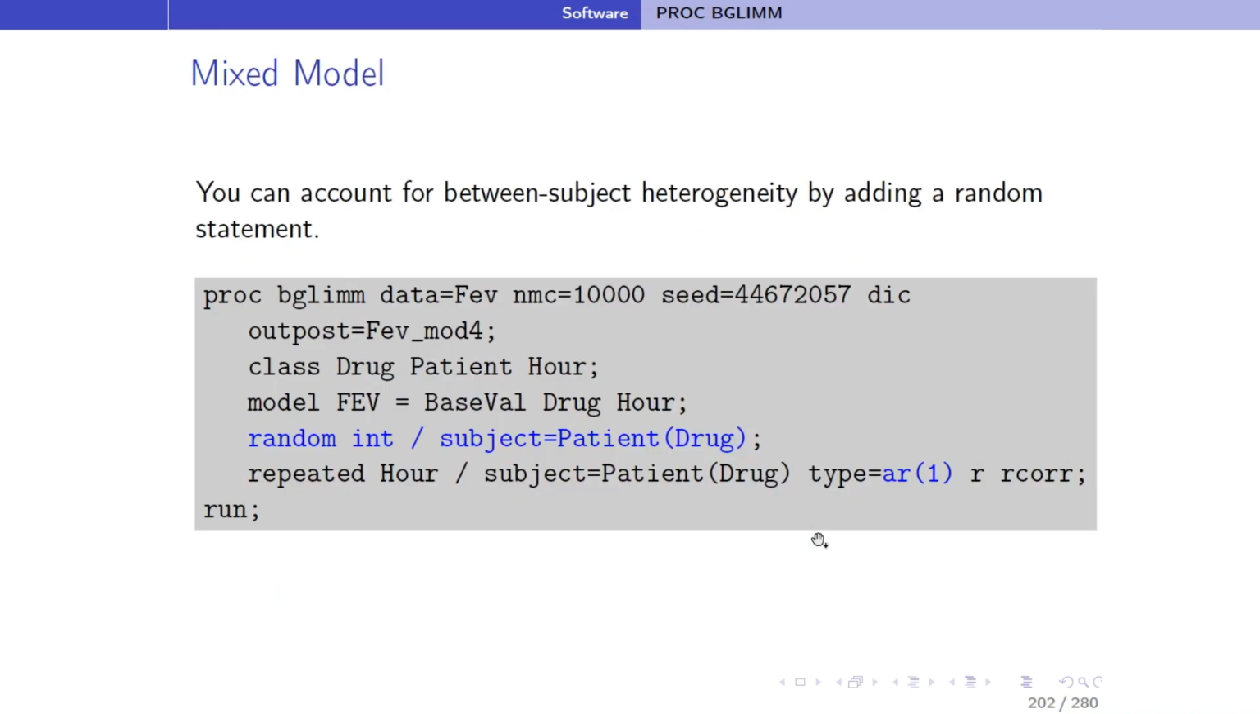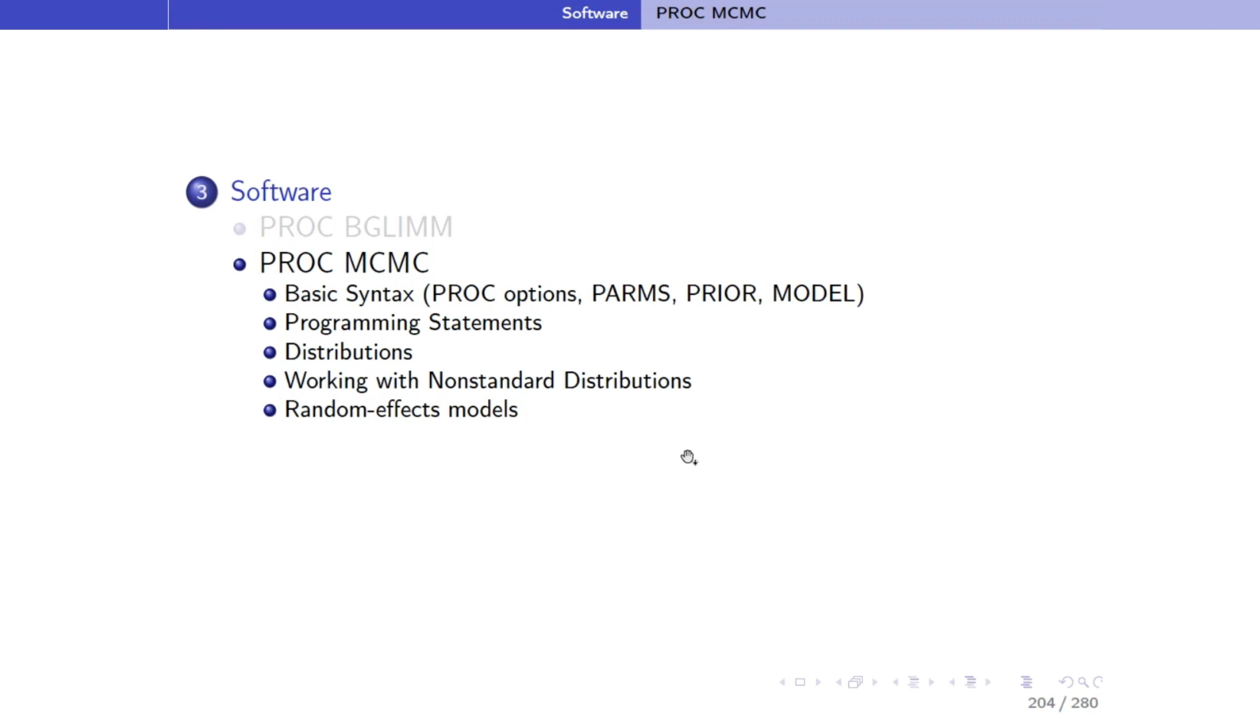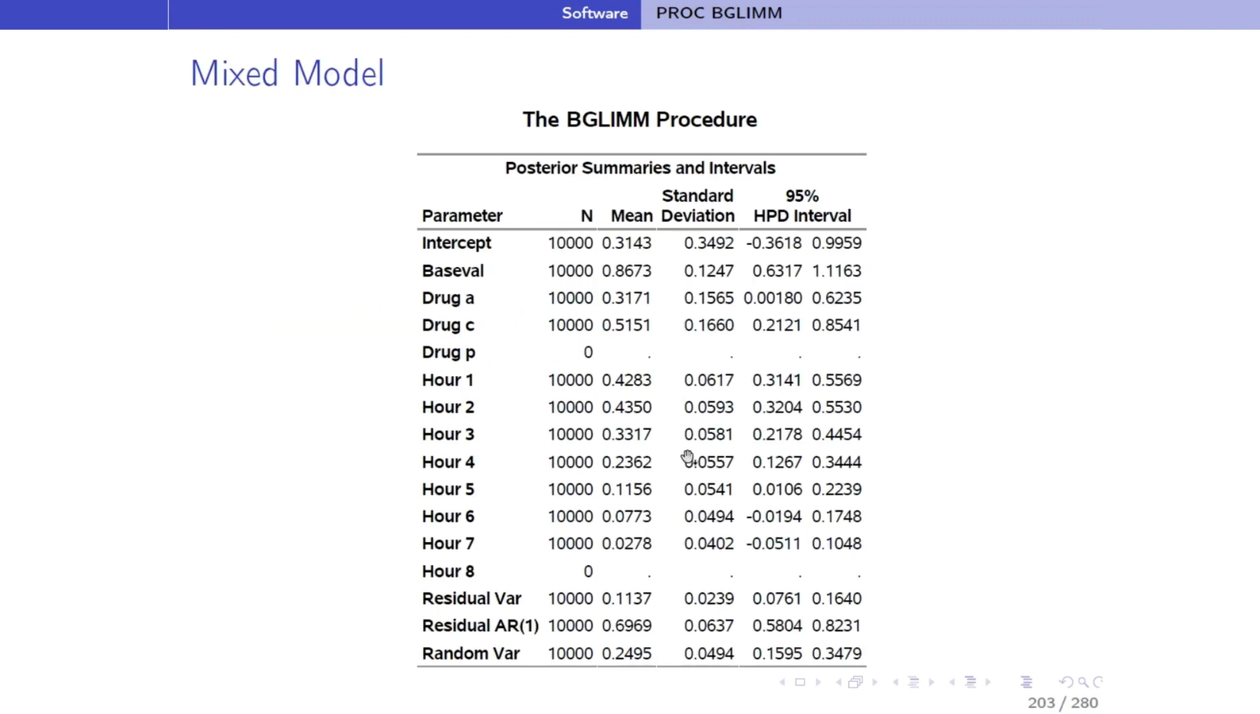And then adding the random effect itself is not that difficult. Again, you have a random intercept and the subject is patient within drug. It's the same thing by adding a random statement. Then it produces the estimates and so on. So that was the end of this example that we want to show.